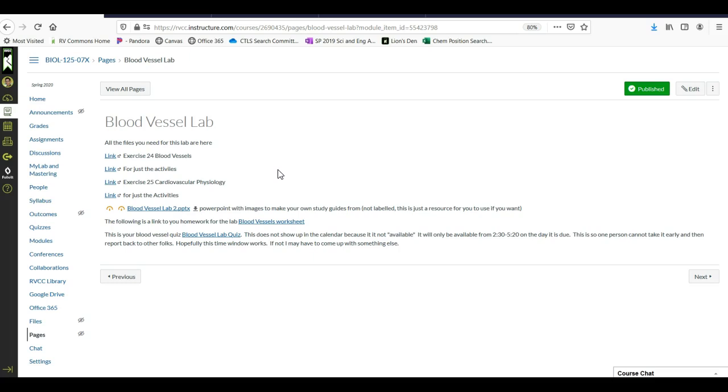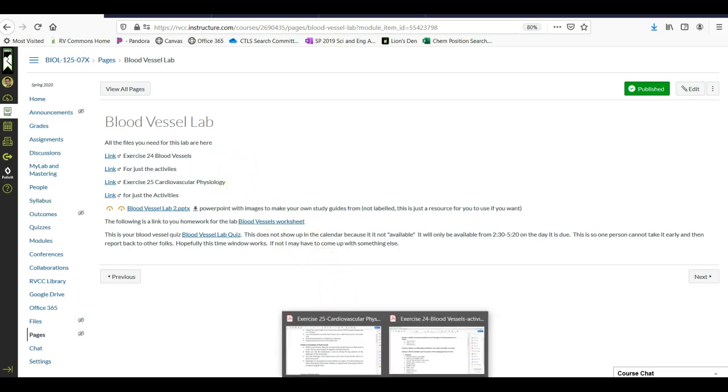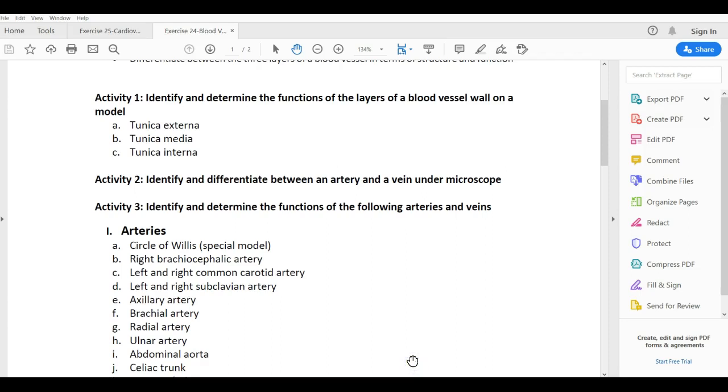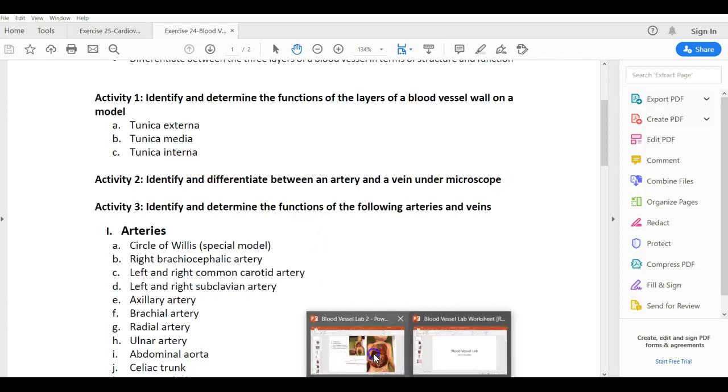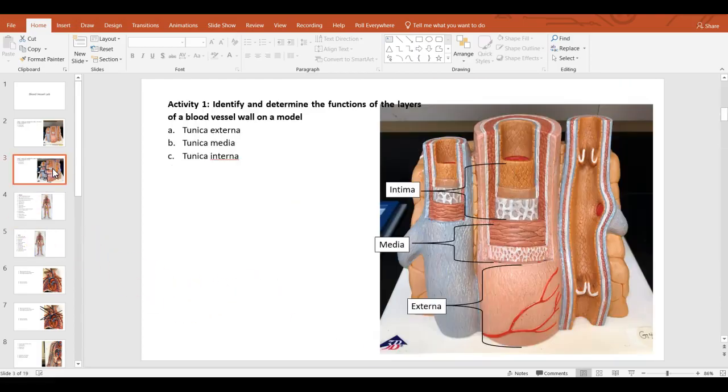So how the heck do I want to do this? Here we go. We will start with, what do you need to know for blood vessels? You need to know these tunics. Looking at them on the model, they look like this: tunica externa, tunica media, tunica intima. As I said, this model will not be on the lab exam.